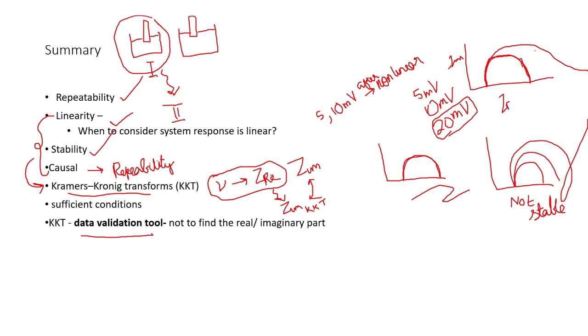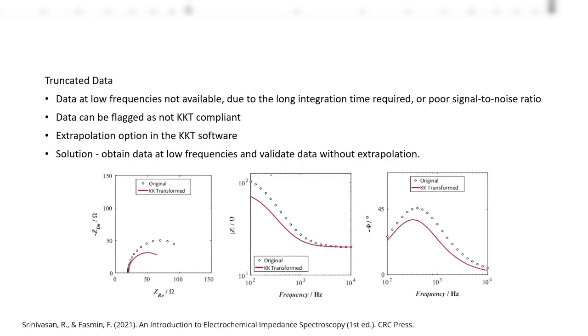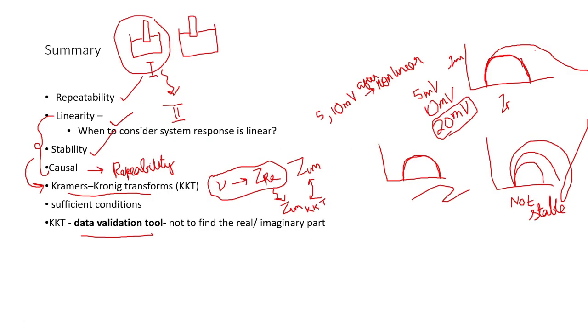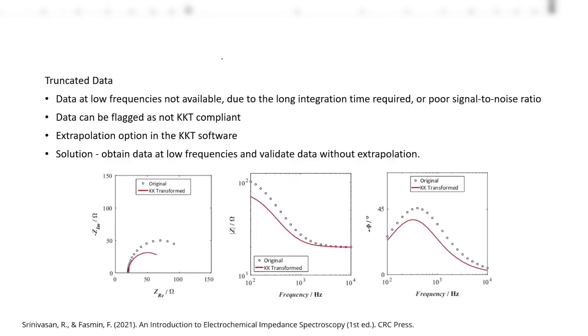Okay, if no one is having any doubt, we'll move to the next part. We said that it's just a sufficient condition, not a necessary condition. So in which cases can my system go KKT non-compliant? Can we use KKT for every type of data, or what are the issues associated with doing KKT?